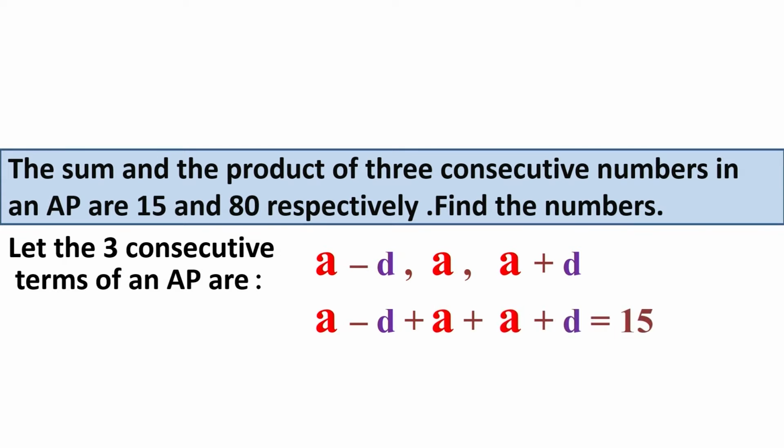So, a minus d is the first term, plus a is the second term, plus a plus d is the third term. Sum of the 3 terms is 15. What happens? Minus d and plus d gets cancelled. 3a is equal to 15 and a is equal to 15 divided by 3, a is equal to 5. Understood? That's good. Lovely. Now, having got a, I should find out the value of d. How will I get it? They have given you that the product of the 3 terms is 80. a is 5. Okay, keep it aside. Which are the 3 terms?